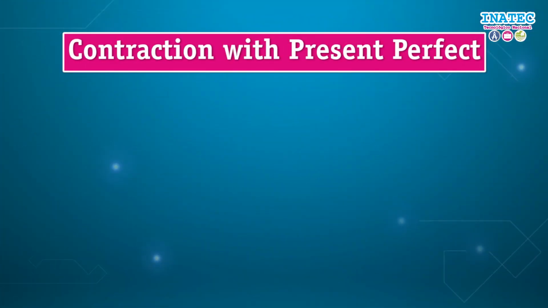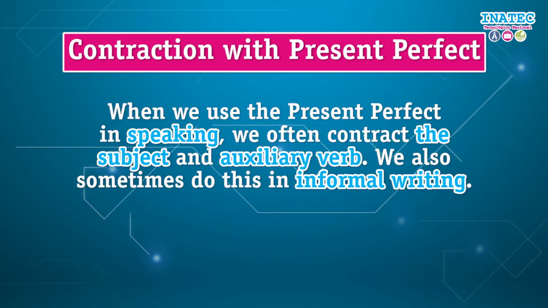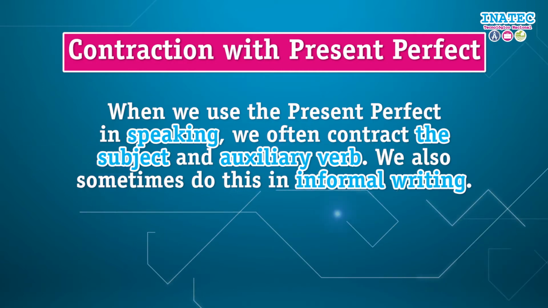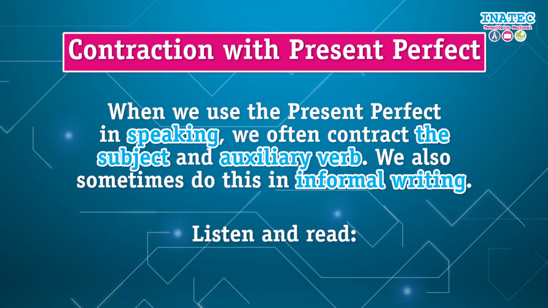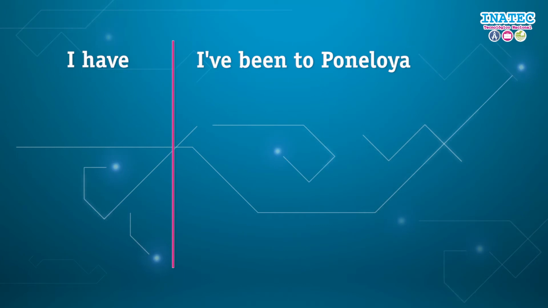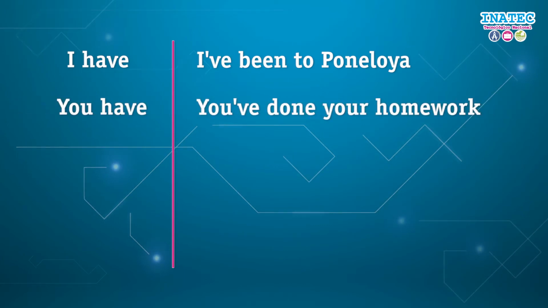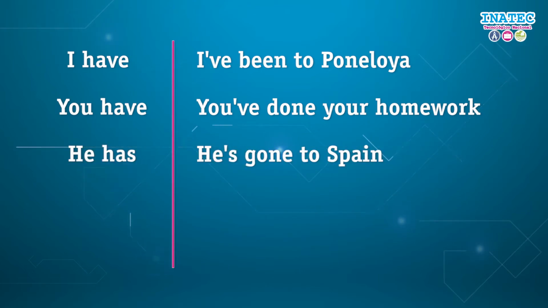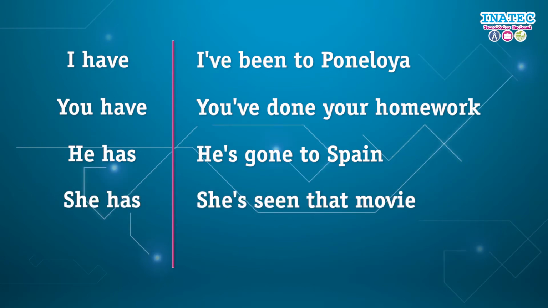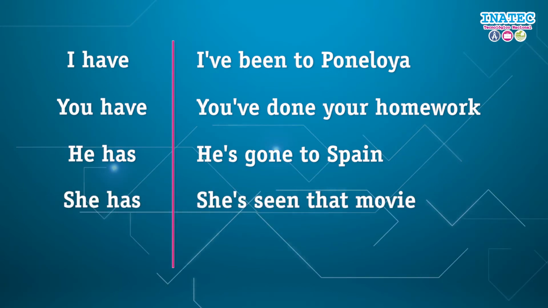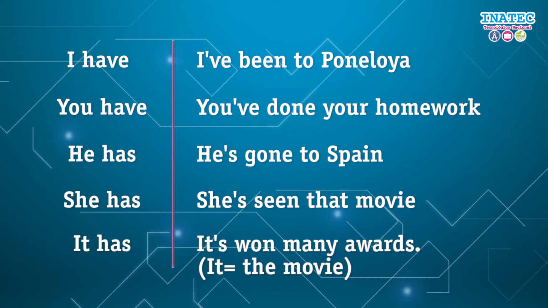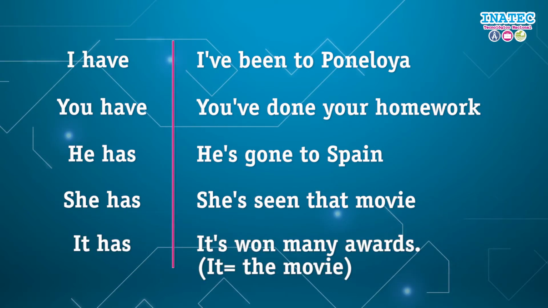Contraction with present perfect. When we use the present perfect in speaking, we often contract the subject and auxiliary verb. We also sometimes do this in informal writing. Listen and read. I have. I've been to Ponaloya. You have. You've done your homework. He has. He's gone to Spain. She has. She's seen that movie. It has. It's won many awards. It refers to the movie.